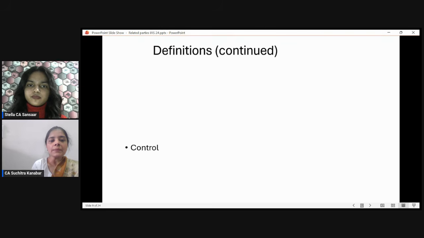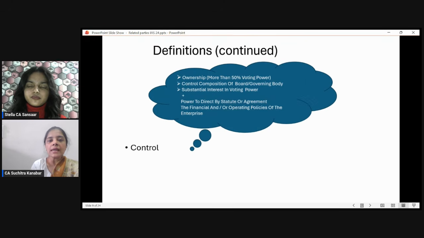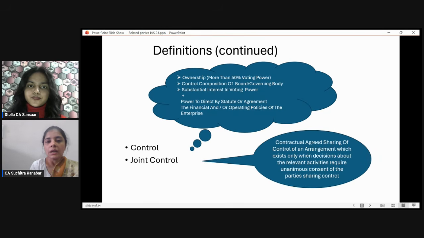Now, let's understand the meaning of the term control. It says ownership of more than 50% voting power. Whenever you have more than 50% voting power in the other enterprise, it's called a direct control. Then it controls the composition of the board, governing body, substantial interest in voting power, or power to direct by statute or agreement the financial and operating policies of the enterprise. Joint control: here, there is a contractually agreed sharing of control or arrangement which exists only when decisions about the relevant activities require unanimous consent of the parties sharing the control.